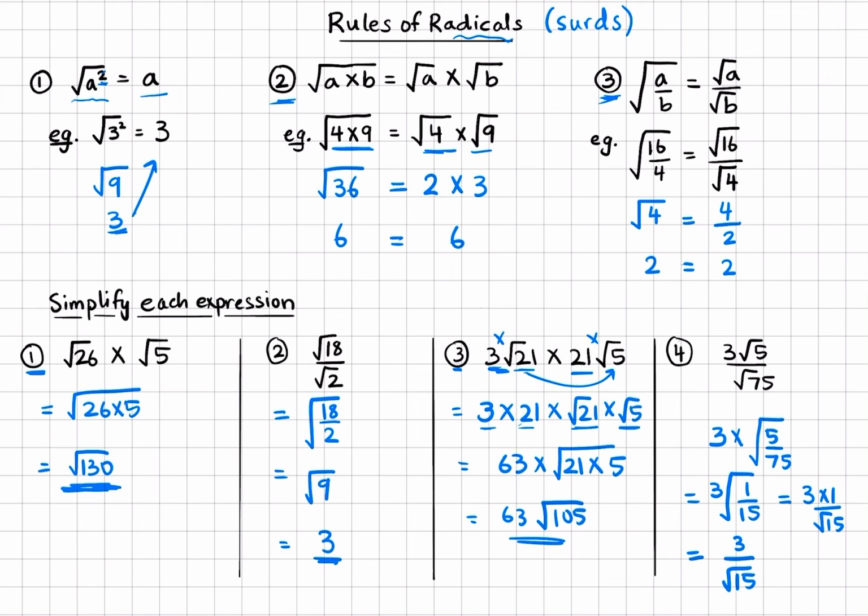And that's the kind of simplification we're looking for. That's the kind of thinking and process you need to do by using these rules to get simpler expressions.